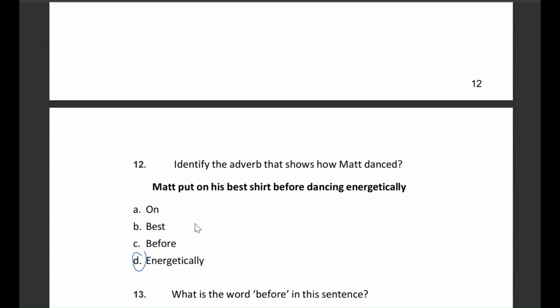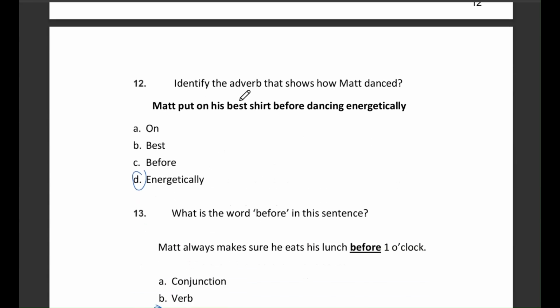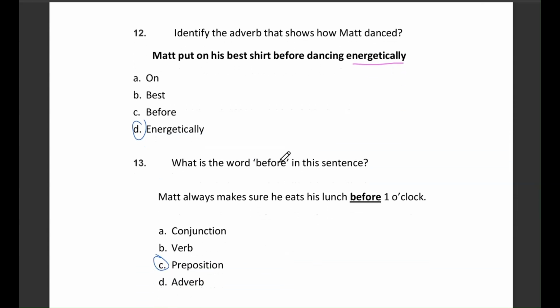Let's look at question 12 now, which asks us to find an adverb. Identify the adverb that shows how Matt danced. The sentence is, Matt put on his best shirt before dancing energetically. Our choices are A. On, B. Best, C. Before, D. Energetically. The correct answer is D, energetically. Remember, adverbs often end in -ly, and they tell us how an action is done. In this sentence, energetically describes the manner of dancing.